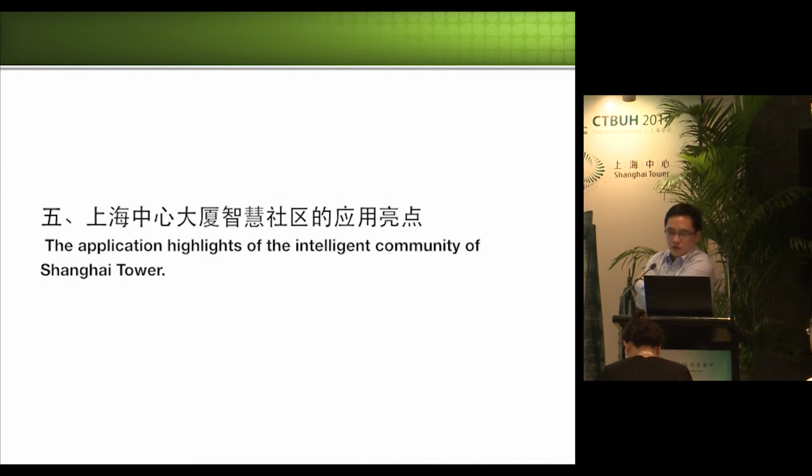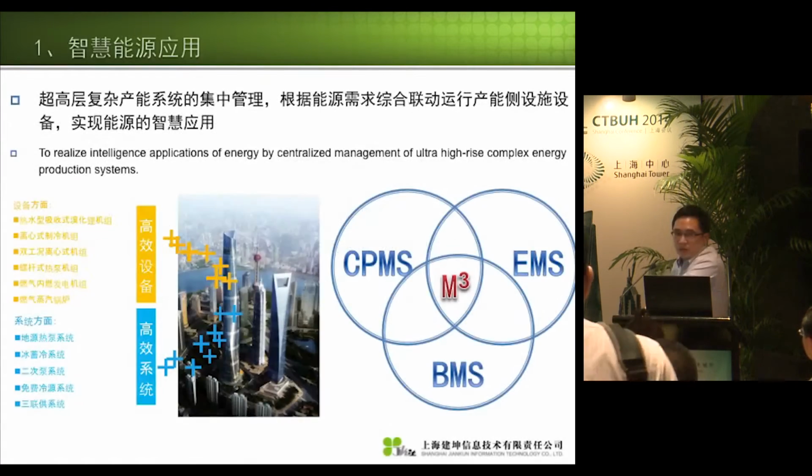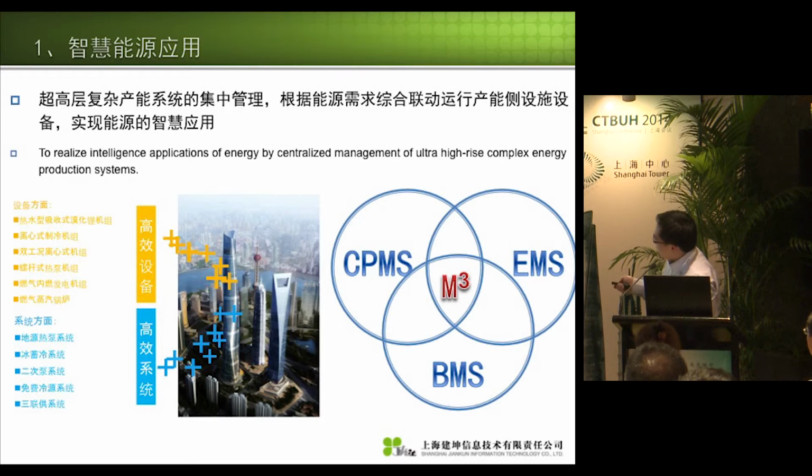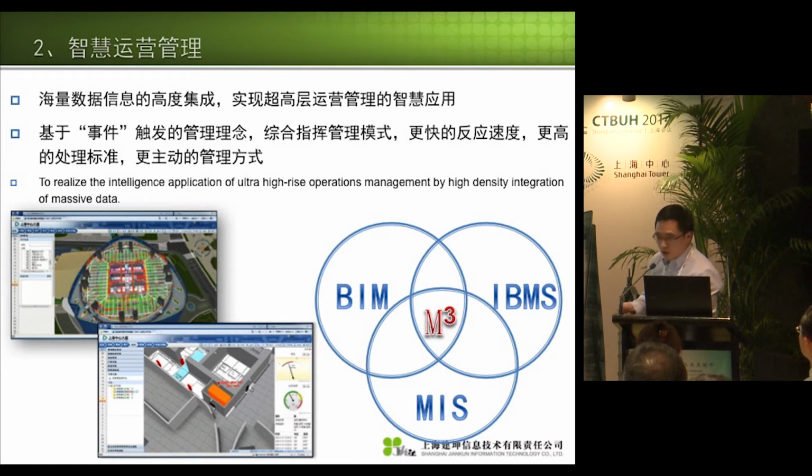So next is maybe more interesting to you, some of the highlights of our intelligent community inside Shanghai Tower. First of all, we are going to implement our intelligent energy use. In order to achieve the centralized management of the super tall building's complicated energy system, we have adopted this intelligent energy application. That is the convergence of our three technologies, CPMS, EMS, and BMS, in order to achieve the requirements imposed by LEED and also the national code.